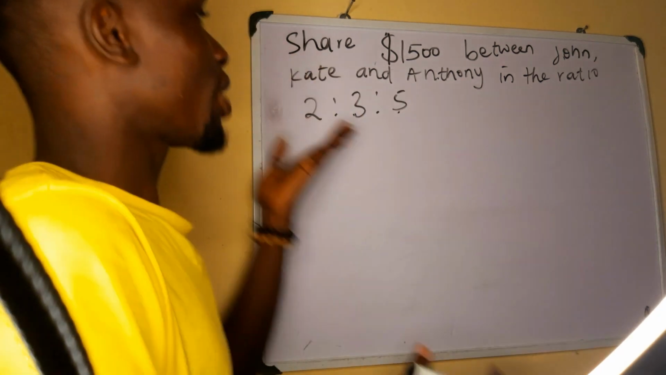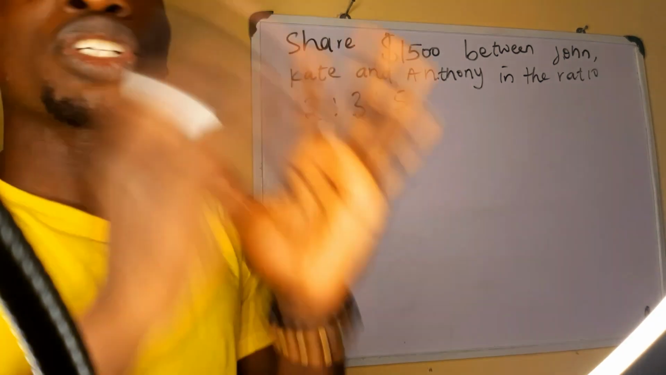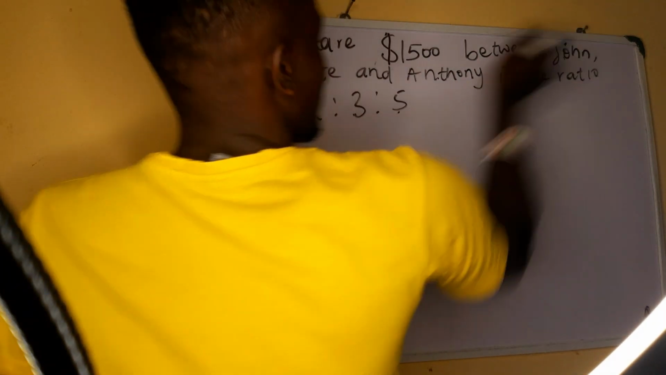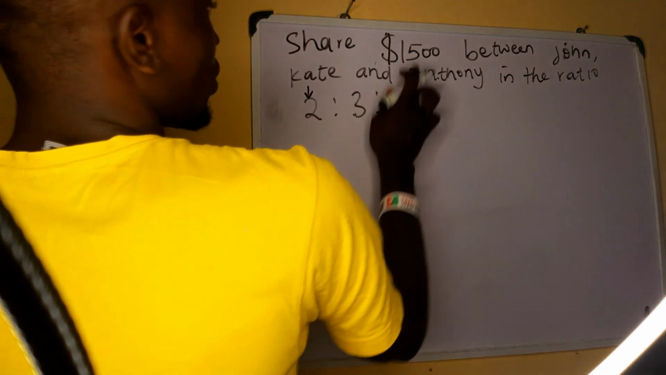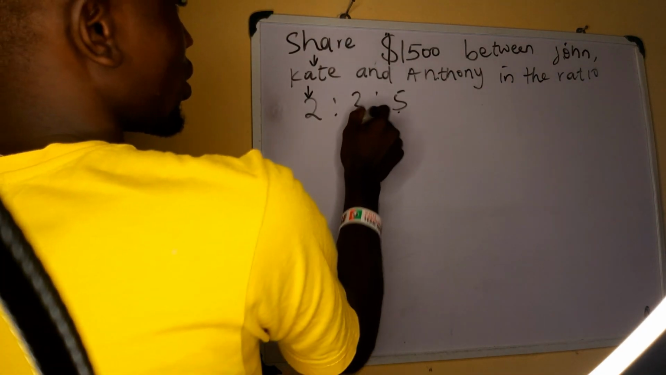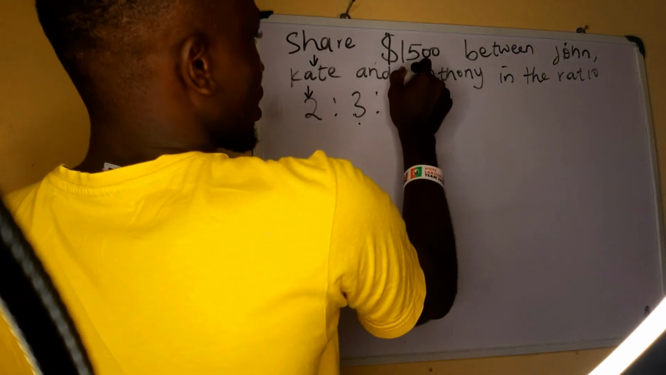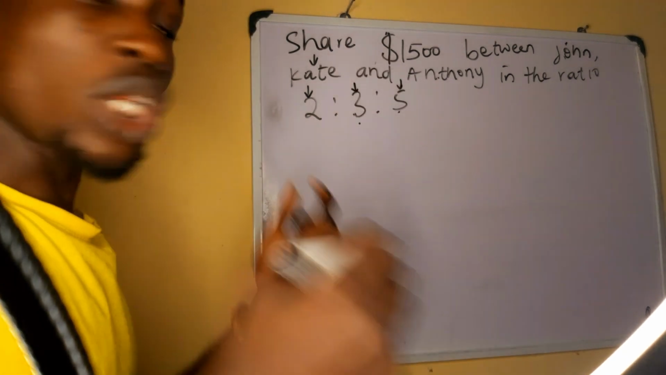Once you see this kind of question and it's written like this, just know that the first name represents the first ratio. So this 2 is for John. Then the next one, Kate, represents this 3. And lastly, Anthony represents this 5.